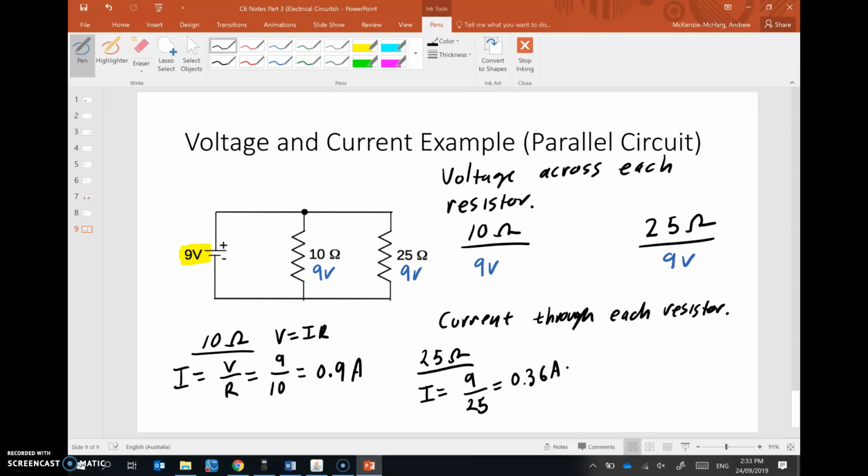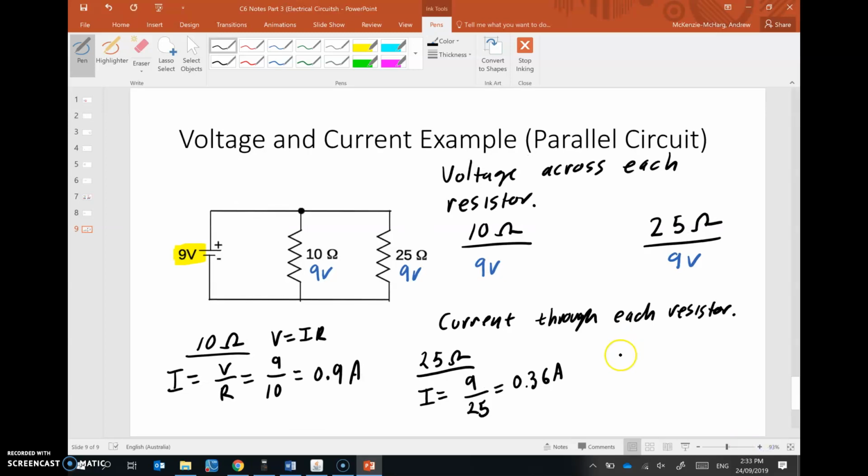And we can see that the current through the 10 ohm resistor, the path of least resistance, is getting more flow, getting more current, 0.9 compared to 0.36 amps through the higher resistance, 25 ohm resistor. Now just a quick one, the total current here is the sum of all the currents of all the different resistors that are involved. So in this instance, total current is going to be those two added up.